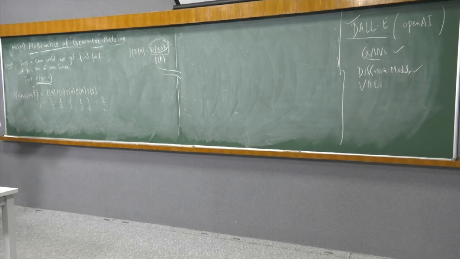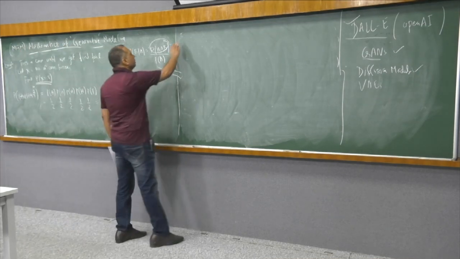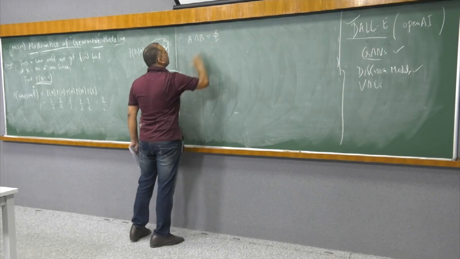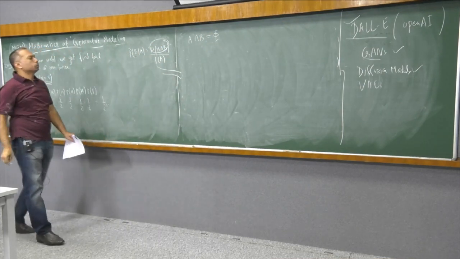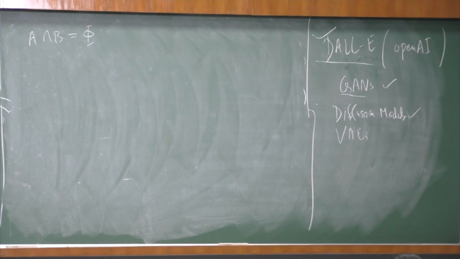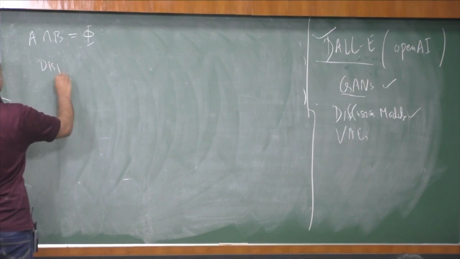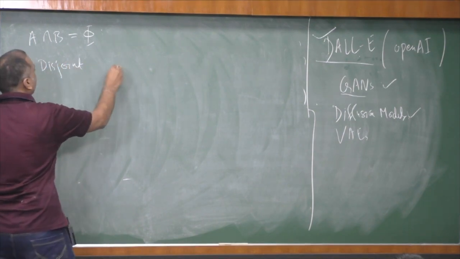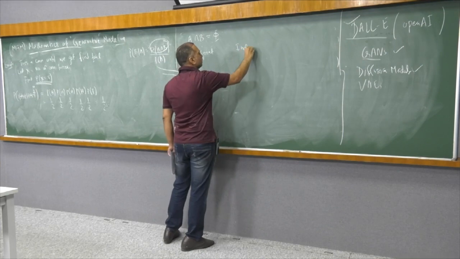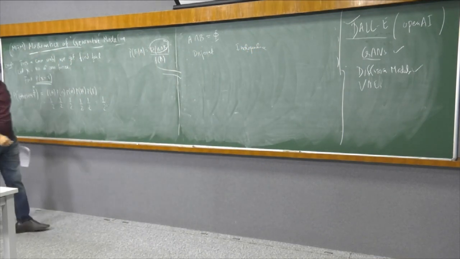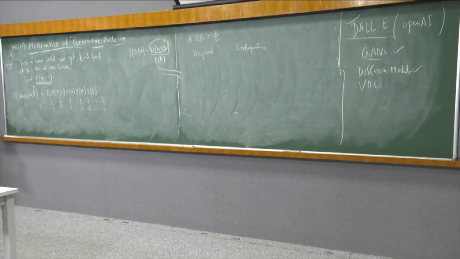So we have talked about joint, and we have talked about disjoint events, where A intersection B is empty. What is the difference or similarity between two events being disjoint and independent? This may be a little bit tricky. Disjoint does not necessarily imply independence. Independence does not necessarily imply disjoint.